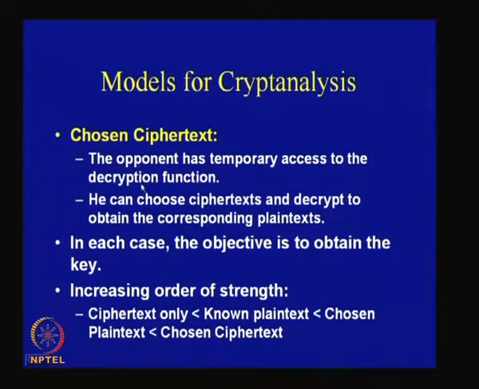So there is another important model which is also used, which is known as the chosen ciphertext. In this case, the opponent has temporary access to the decryption function too. What he can do is choose ciphertexts and decrypt them to obtain the corresponding plaintexts. Okay, but what is to be kept in mind is that in the case of chosen ciphertext, the idea is like this: an attacker is given a large number of ciphertexts, and using the decryption function he obtains the corresponding plaintext.